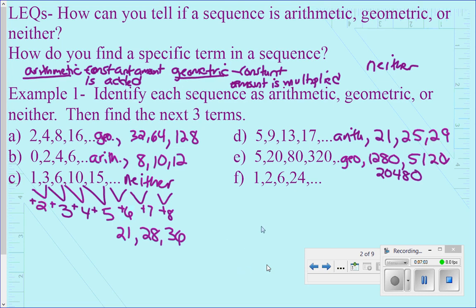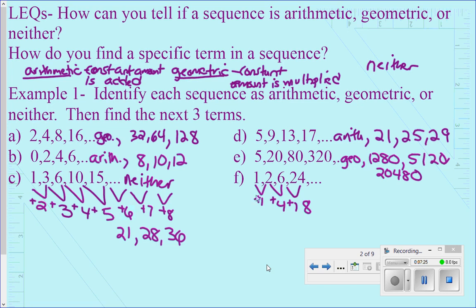Next one. So it doesn't look like I'm adding a constant amount, but I can check that. 2 minus 1 is 1. 6 minus 2 is 4. 24 minus 6 is 18. Those are what are being added. 1, 4, 18. I don't even see a pattern with those. So now let's check the quotients.